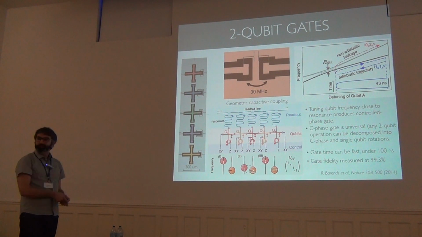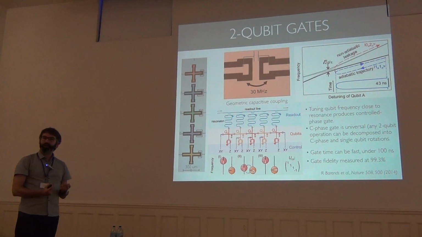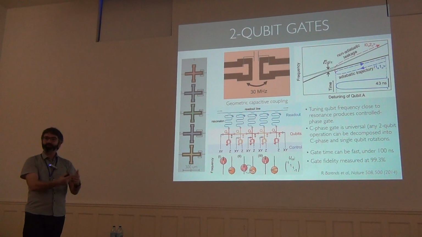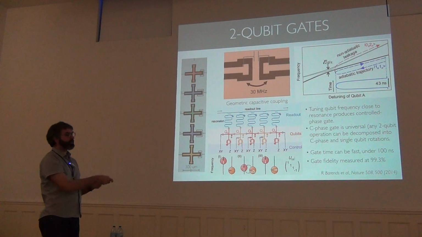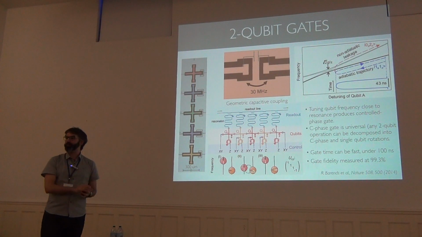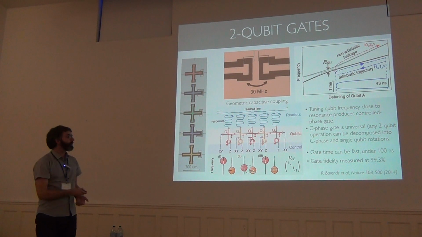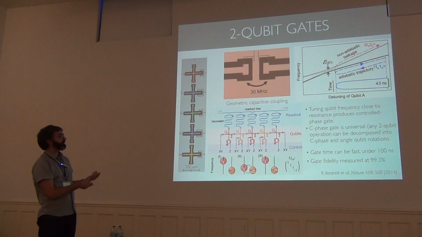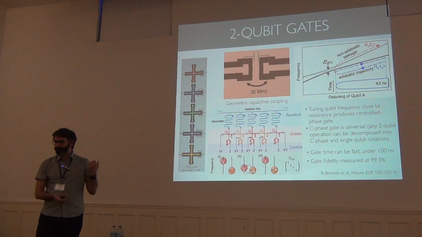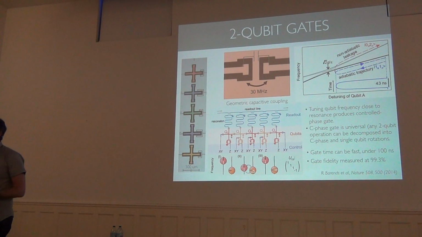So this phase is universal. That means that any 2-qubit operation can be built with this gate and then single qubit rotations. So that's universal. That means you can perform any quantum algorithm using this gate. And this gate is quite natural in the superconducting circuits. The one I explained before, the swap itself is another gate, but the swap is not universal.